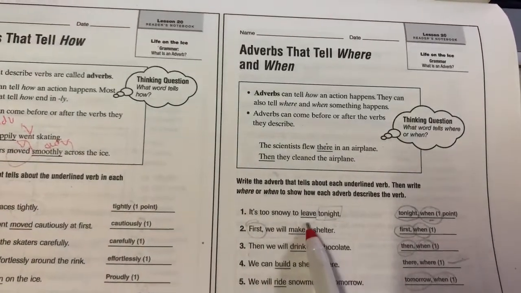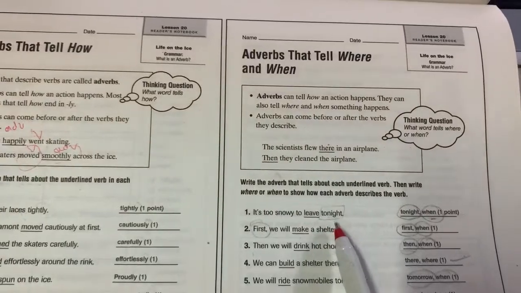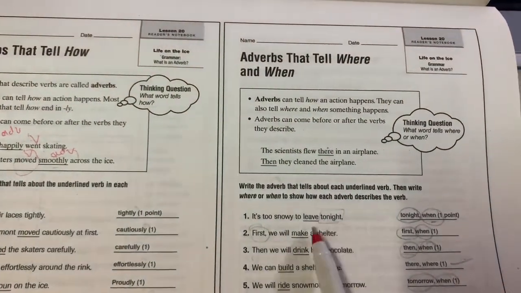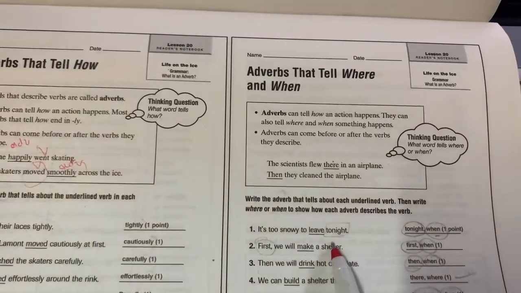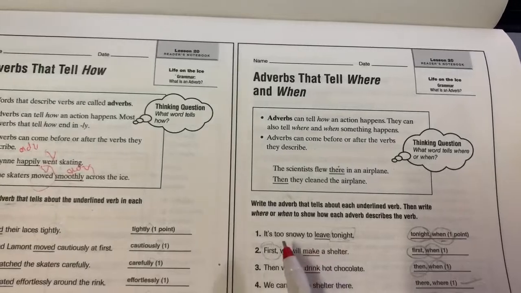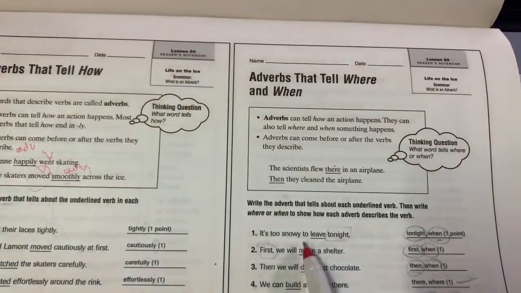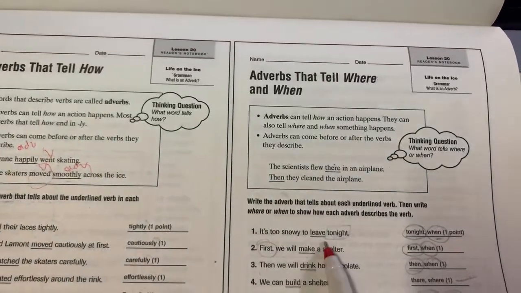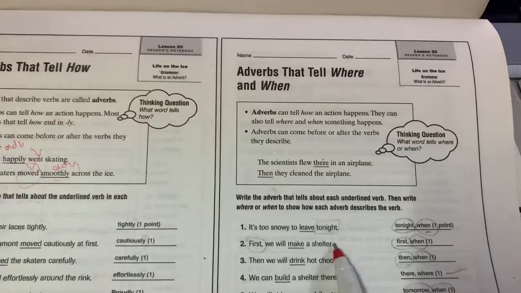Where is the verb leave? After it, tonight. What part of speech is tonight? Okay? Tonight is adverb of time. Why? Because when does he leave? It leaves tonight. It is too snowy to leave tonight. Okay?